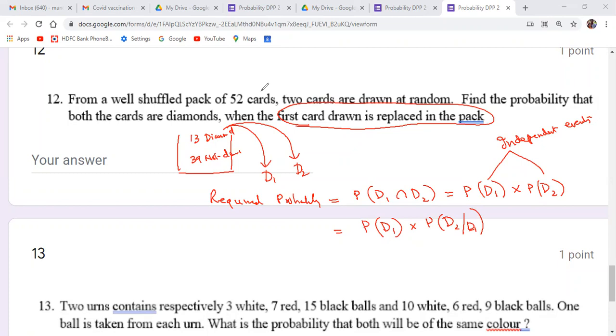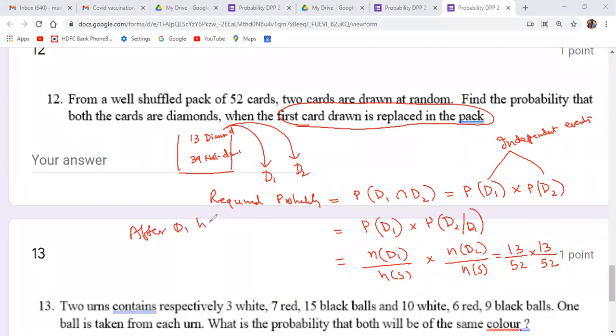Now you tell me, what is the probability of D1? N of D1 upon N of S, 13 upon 52. Here also N of D2 upon N of S only. The sample space will not change here. So 13 by 52 into 13 by 52, because the pack will always remain 52 cards only. The card is replaced again. So after D1 happens, there is no change in the sample space.